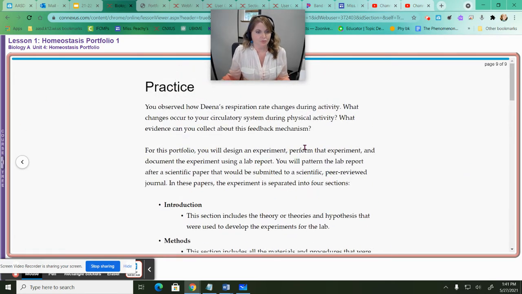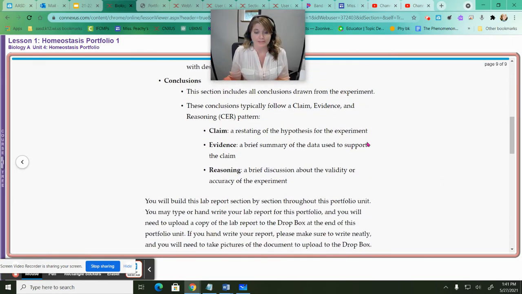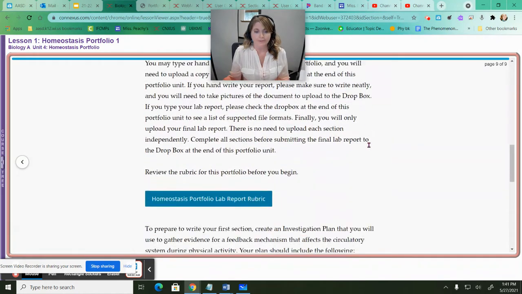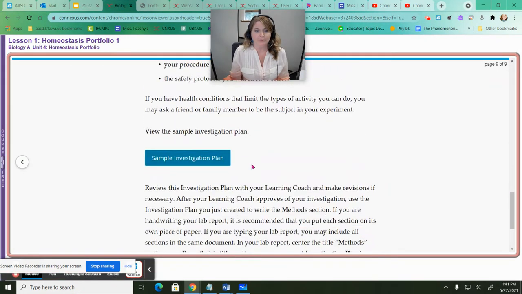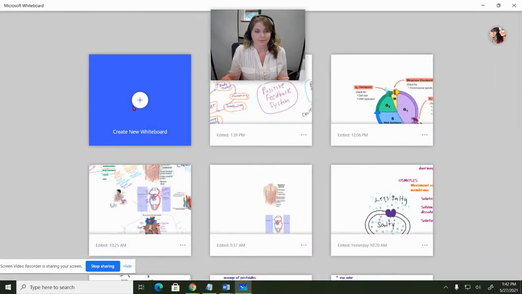So I'm here on slide 9. If you're on slide 9, it'll go all the way down to the bottom. It'll give you an example of what you might want to do here for your lab. Essentially, you're going to be writing a lab report while you're doing some sort of experimentation, testing some variables regarding maintaining homeostasis in the circulatory system. Now, I'm going to give you some examples because I don't want to just let you loose on this and you don't really have a great example of what you want to do.